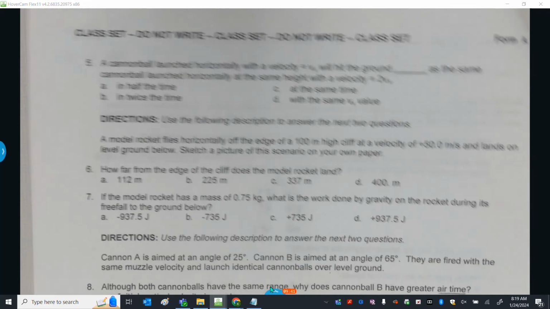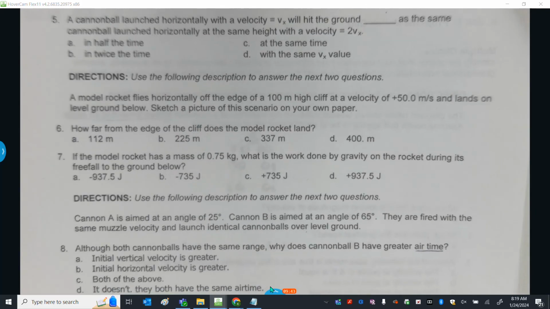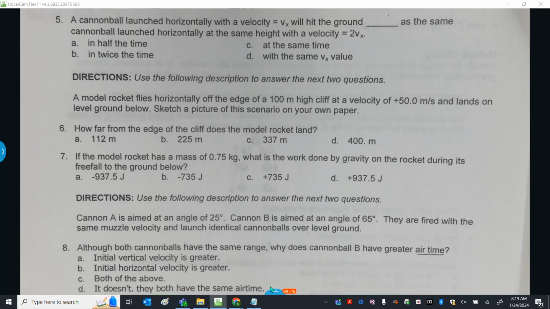Again, on Form A, number 5 is this one about a cannonball being launched horizontally with a velocity of Vx. Again, if you do not have Form A, please look for this question. 80% of you got this question right. So again, not the best, not the worst. But let's go ahead and talk about the answer and why it is that answer.